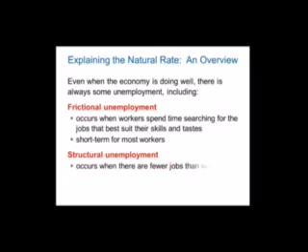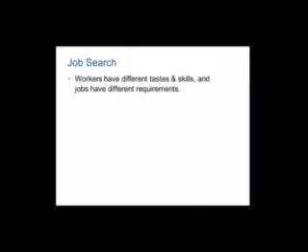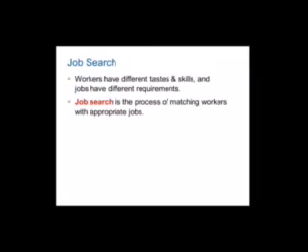The other kind is structural. This is when there are fewer jobs than workers. So there are fewer jobs to go around, and there are more workers. And this is usually longer term. This is when people maybe don't have the right set of skills in the job market. Workers have different tastes and skills, and sometimes jobs have different requirements. So job search is a way of matching workers with appropriate jobs.